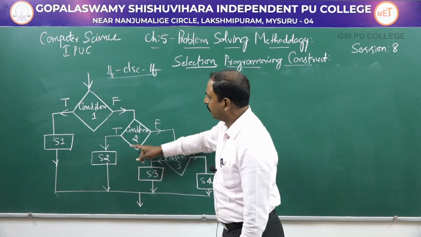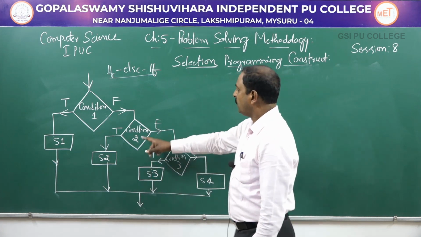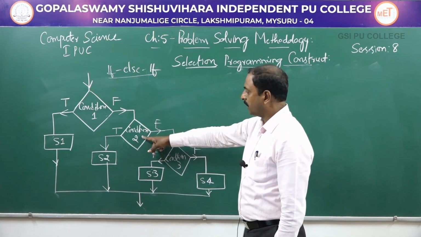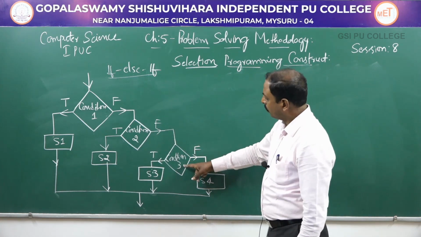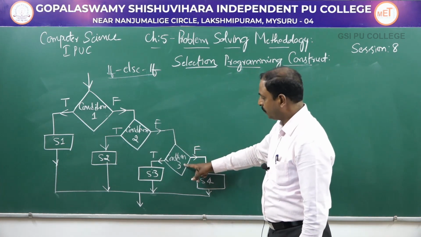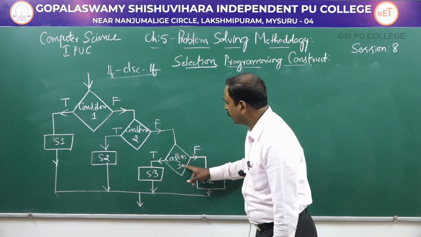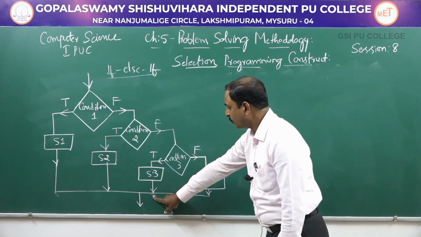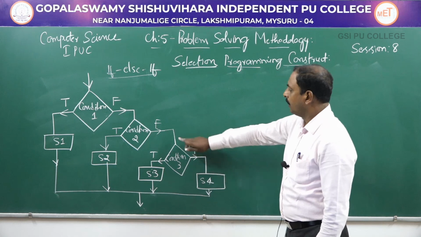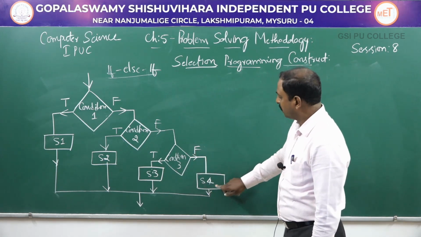If the test condition fails, it has to check condition 2, again true or false. If it is true, it executes statement 2 and comes out of the construct. If test condition 2 fails, it has to check one more condition, that is condition 3. Again there are two possible answers, true or false. If it is true, it executes statement 3 and comes out of the if-else-if. If condition 3 also fails, then it has to execute statement 4.